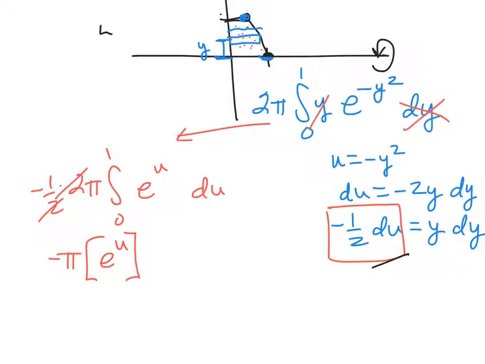And by the way, I made a mistake and you guys didn't stop me. Do you know what mistake I made? 0 and 1 are my lower and upper bounds in terms of y, and right now I'm in terms of u. So I really should not have included those here. So negative pi times e to the u is really negative pi times e to the negative y squared. And now I'm back in terms of y, so now I can include my lower and upper bounds of 0 and 1.